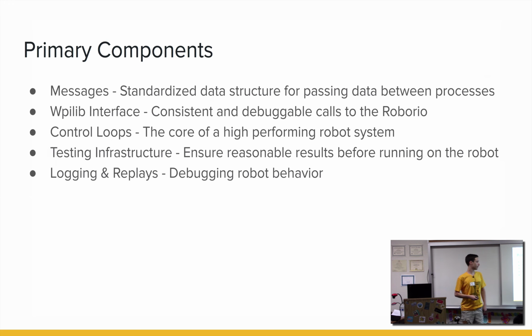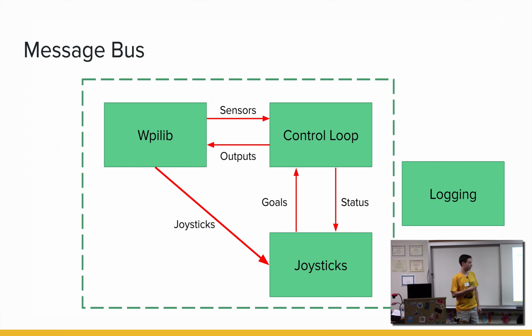So again, here we have a few different aspects I'm going to talk about today. I'm going to talk about that messaging system, which is very crucial to how we lay out our code. We have the Wpilib interface. We have the control loops. Testing infrastructure allows us to make sure the code will run with somewhat predictability on a laptop before we actually put it on the robot. And then finally, we have a logging and replay system. This allows us to log the data on the robot, and then we can replay it later to see what exactly happened. First, I'm going to talk about this message bus system.